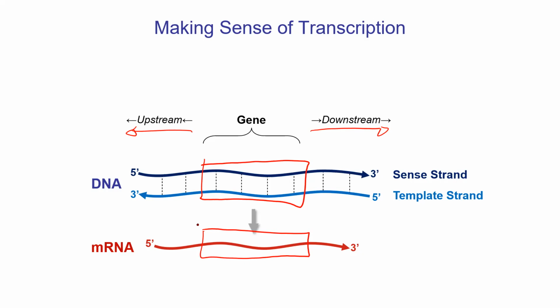There's also some regulatory stuff that's going on before and after, upstream and downstream. So if you take some more molecular biology classes in the future and they talk about upstream of the gene, it means before the gene. If they say downstream, it means somewhere afterwards. Or you might say gene number 5 is downstream from gene number 2 or something like that.